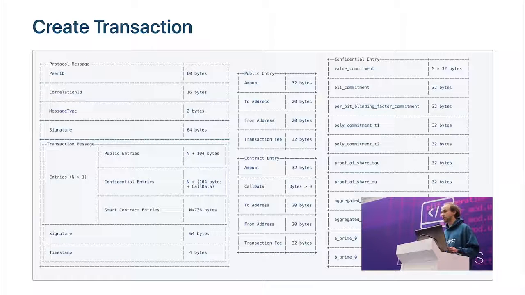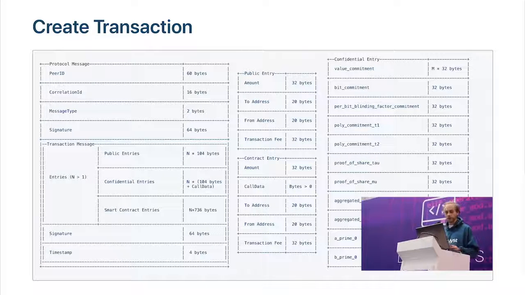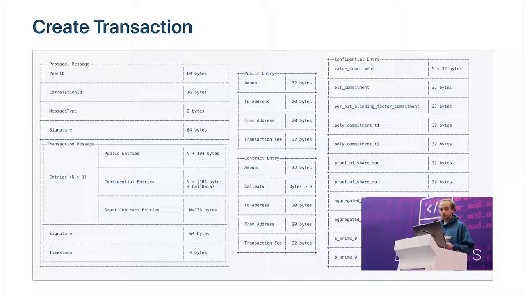We have this concept of entries in the ledger. So when you broadcast a transaction, you can broadcast a transaction that actually sends multiple transactions to people at once. And it could also contain public entries, confidential transactions, as well as smart contracts data. And then you can see a little bit more detail here about what actually is in the public entry. So it's quite standard here: to, from, transaction fee. On the contract entries, you have the amount and the call data, the data you actually want to call to the smart contracts. And then we've got this big bit of information here, which is the confidential entry.